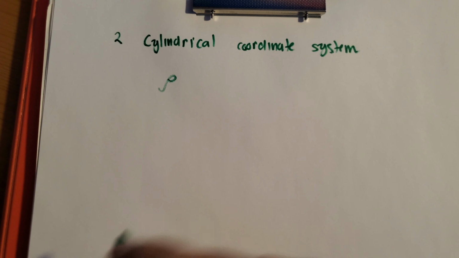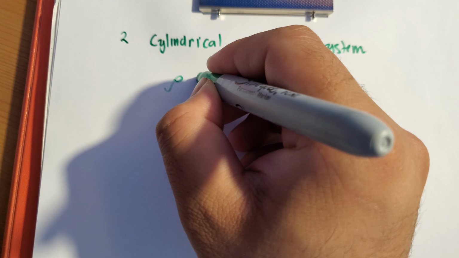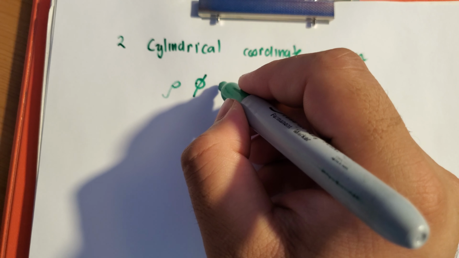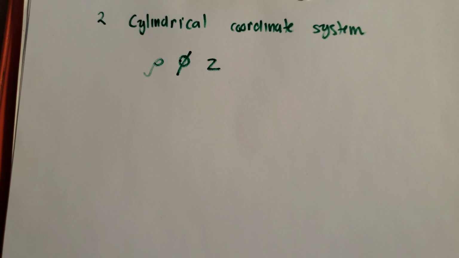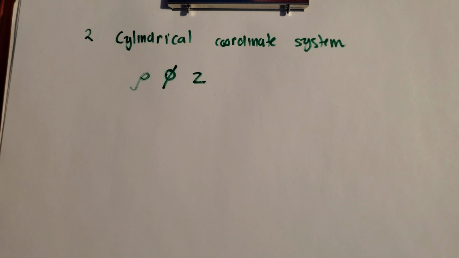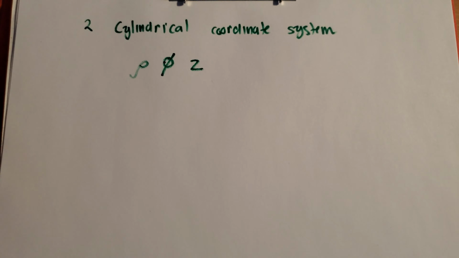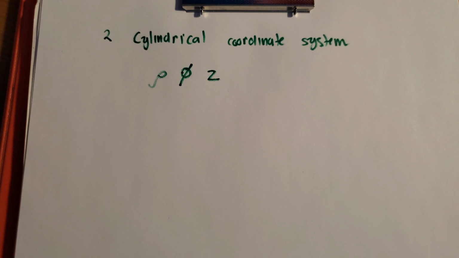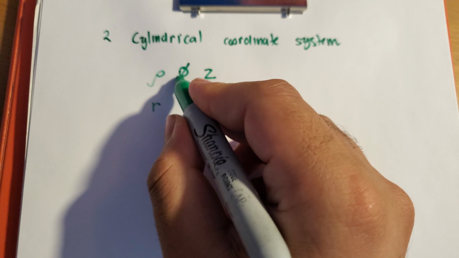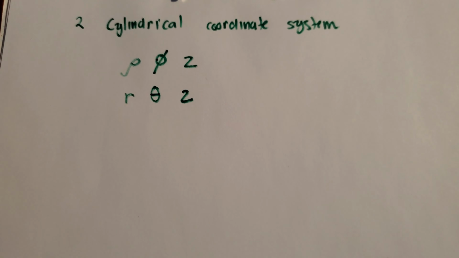rho, theta, phi, and then the last one we'll call z. Now, rho, phi, and z are interchangeable with other characters depending on the book you read. Some books will have the rho as an r, some books will have the phi as a theta, and the z usually remains a z.